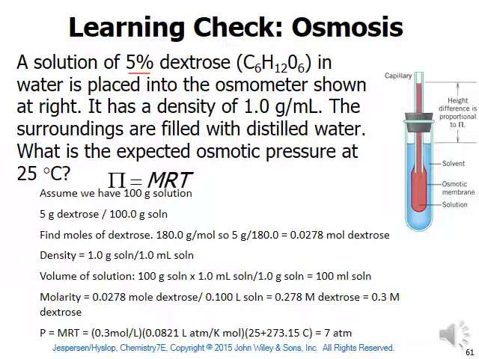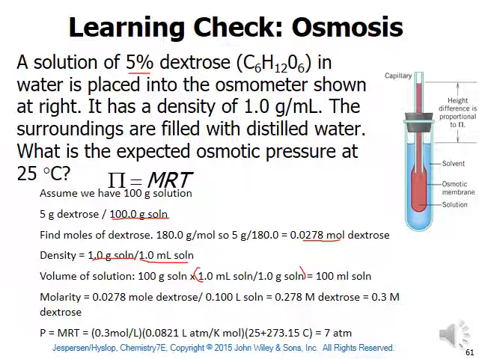So if you have a 100 gram solution, how many moles of dextrose is that? There's 5 grams per 100 grams of solution. The molar mass is 180, so divide the 5 grams by 180, and you get 0.0278 moles of dextrose. Now we're going to use density to figure out the volume of my solution. My mass of solution is 100 grams, and my density says for every 1 gram, it has a volume of 1 mL.